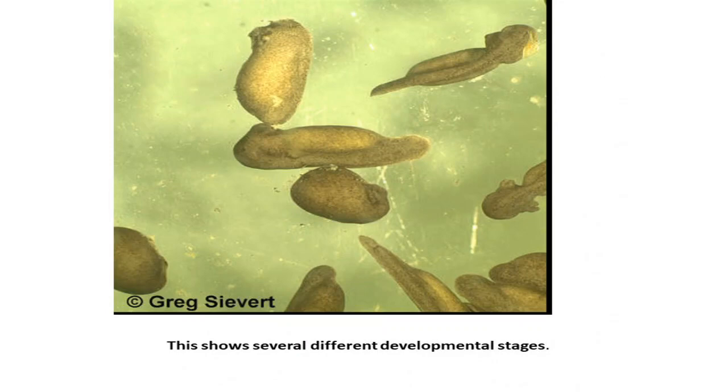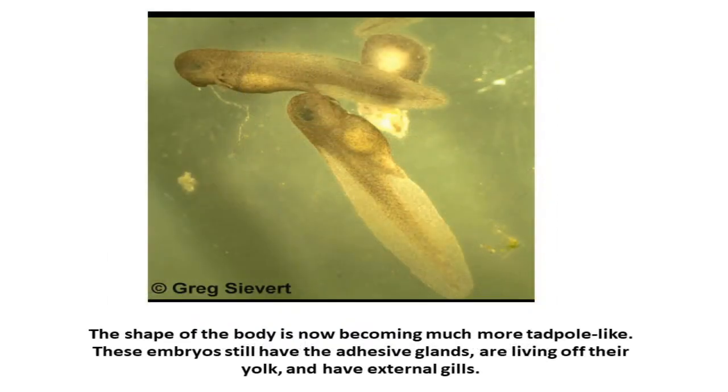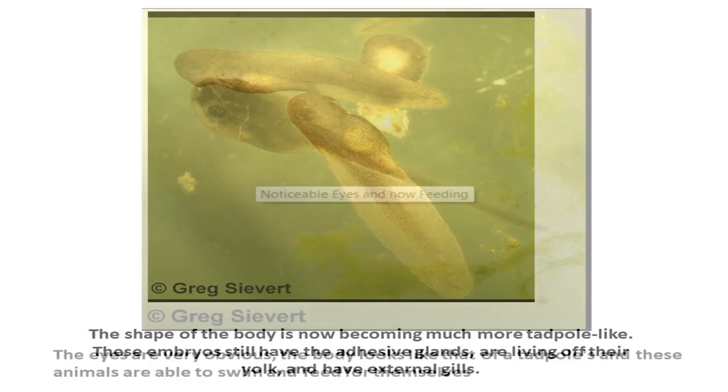These are several frogs at different developmental stages. Here you can see the tailbud stage, and the shape of the body is now becoming much more like a tadpole. Here you can see the embryo still has the adhesive glands which are below the embryo, and they also have external gills. This is known as the external gill stage as well.